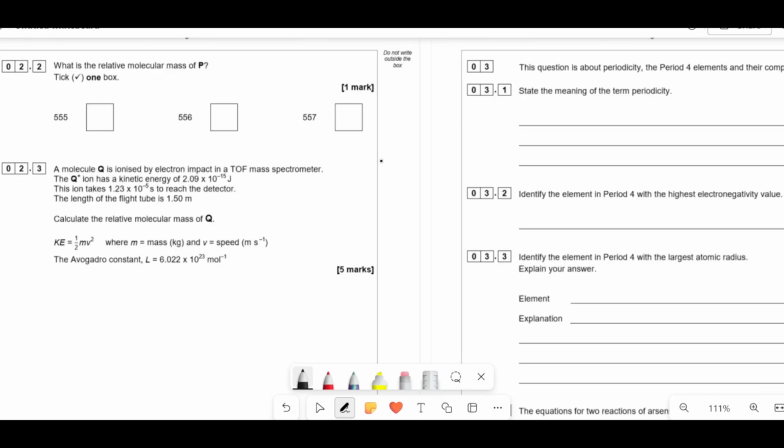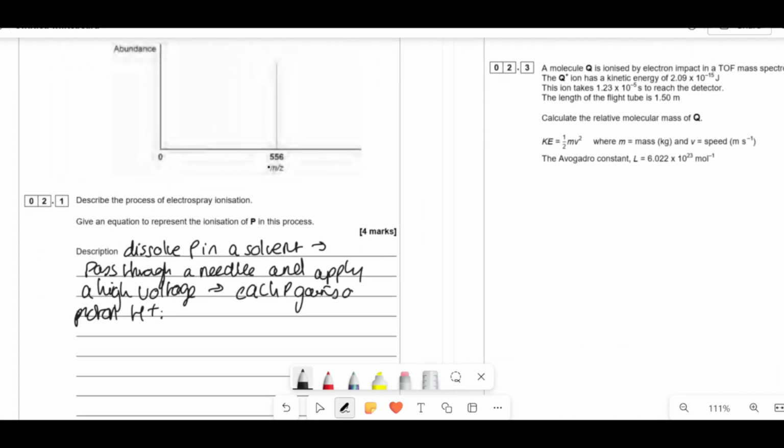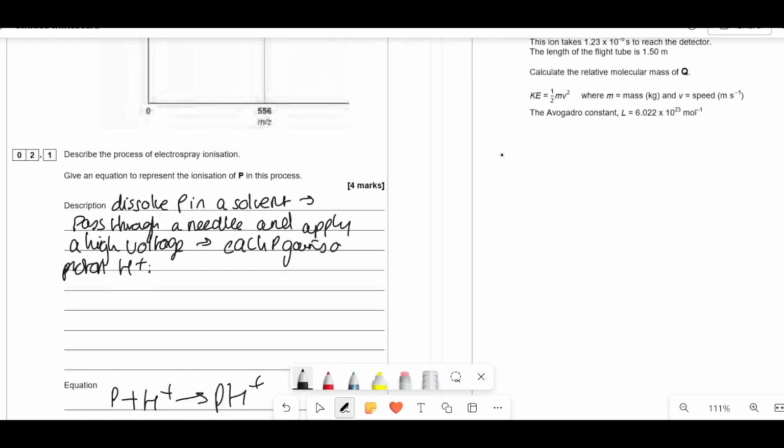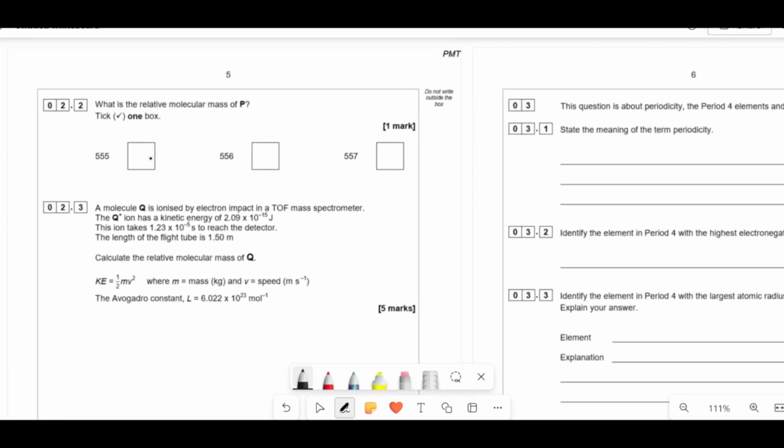There you go. Then it says, what is the relative molecular mass of P? So just go back and have a look. Here we can see we have a nice peak of 556. But remember, we've added an H+. So it's actually 555. So there you go.